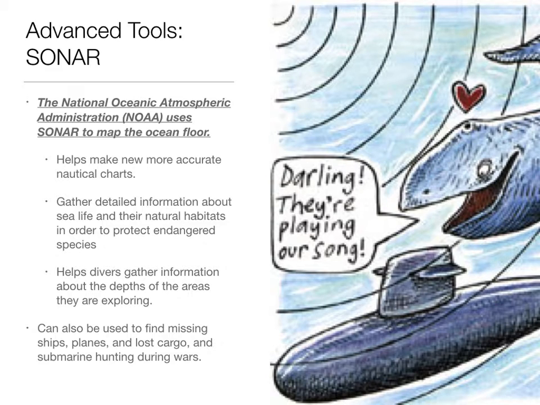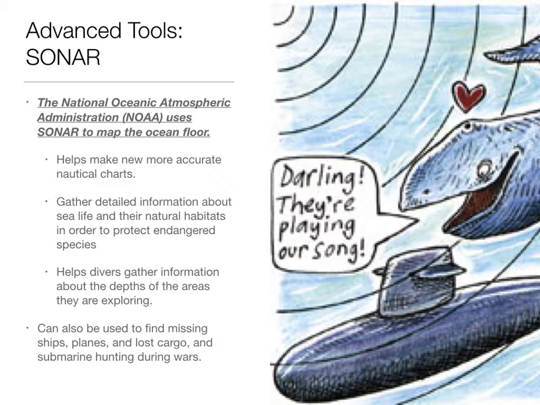Some other things that they use sonar for is to make more accurate nautical charts, or nautical maps. They gather information about the sea life and endangered species, and they tell captains of ships to stay away from certain areas. They don't want people to fish in certain parts of the sea or overfish certain parts of the sea. They also inform divers of the depths of the seas.